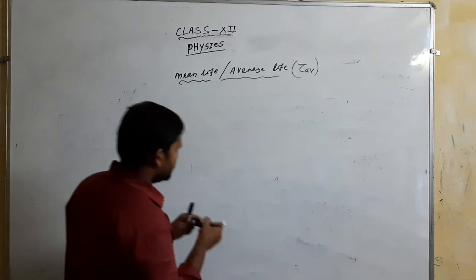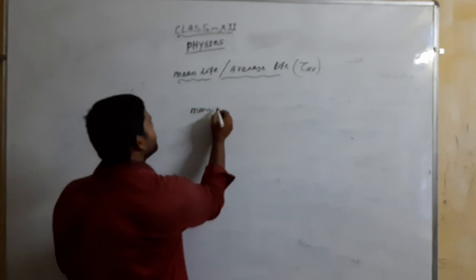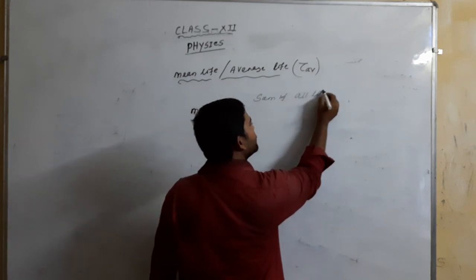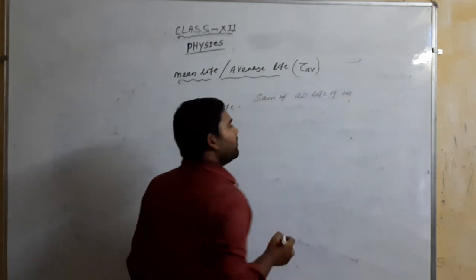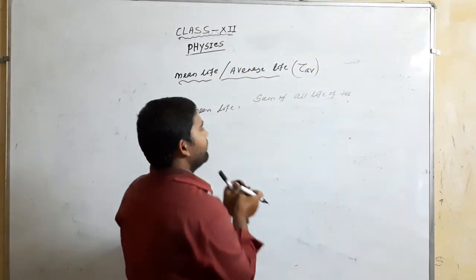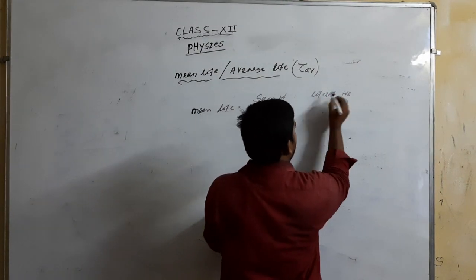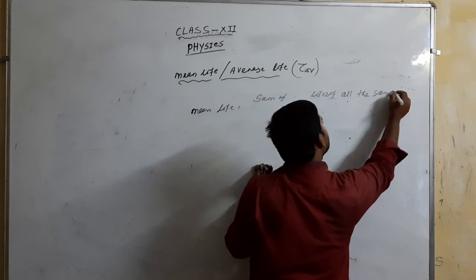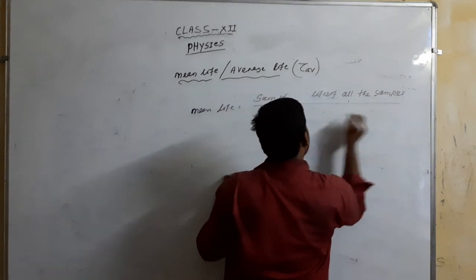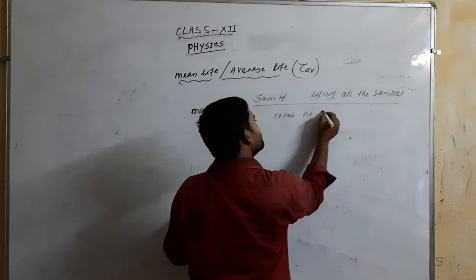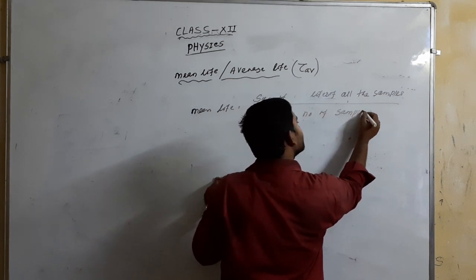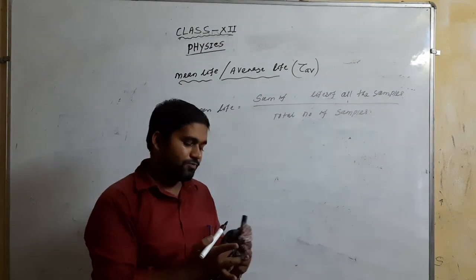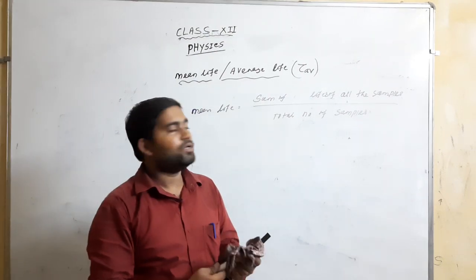So we can say mean life is the sum of all lives of all the samples to the total number of samples. Sum of lives means the total time of existence of all samples.